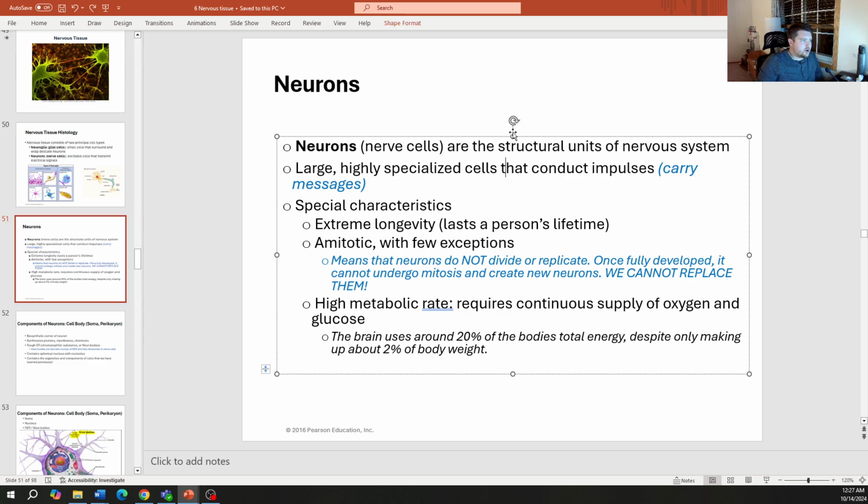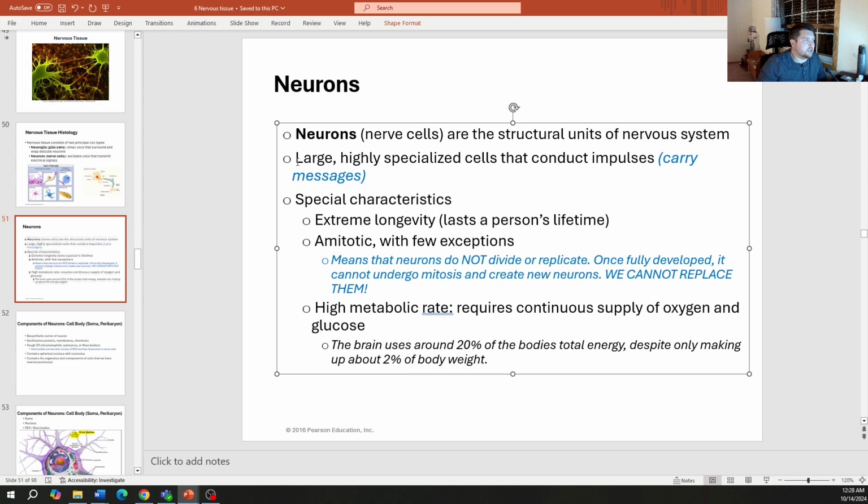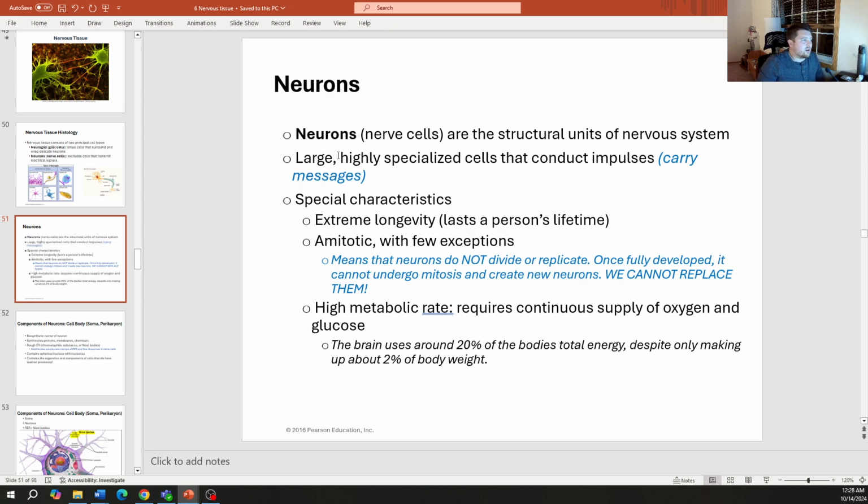So neurons, these are the structural units of our nervous system. They're large, highly specialized cells that conduct the impulses, or carry those messages. They carry electrical and chemical messages. Okay? So specific characteristics that we need to know is that nerve cells, once we have them, they last forever, or hopefully they do.